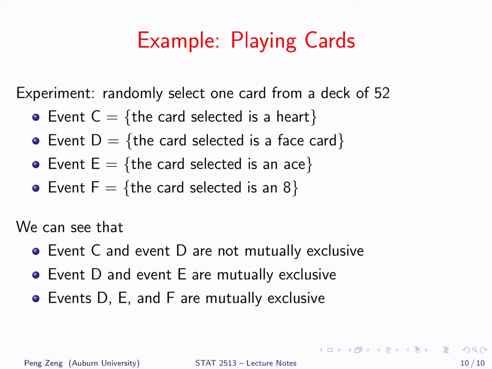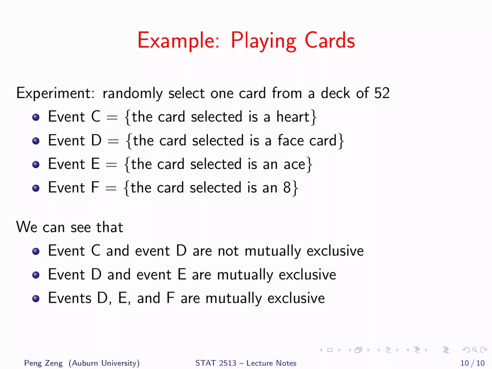Consider the experiment of randomly selecting 1 card from a deck of 52 cards. We define events C, D, E, F as follows. We will see that events C and D are not mutually exclusive. Event C means cards of hearts and event D means face cards. We know that Jack, Queen, and King of hearts belong to both C and D. Therefore, C and D are not disjoint. They share some outcomes in common. Therefore, C and D are not mutually exclusive.